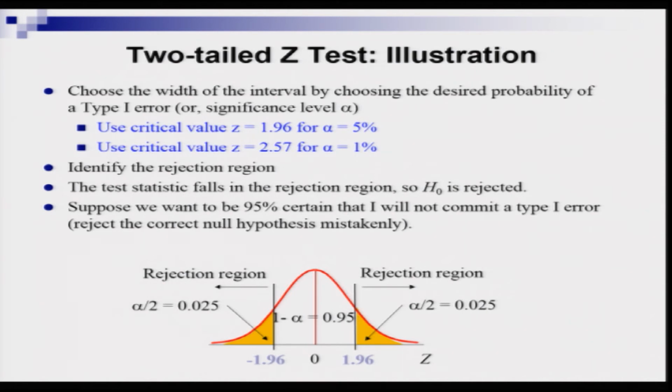And what if you find a test statistic value of 2.3? Then that value will fall in the rejection region in the right tail, and you decide that I am going to reject my null hypothesis. I hope that this pictorial depiction of the two-tailed Z test is helpful to you.